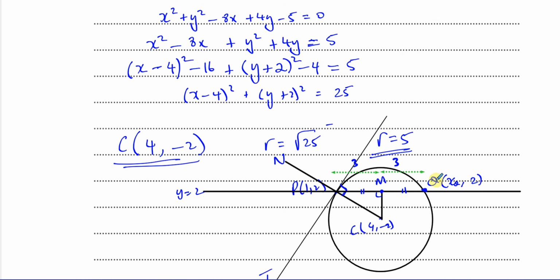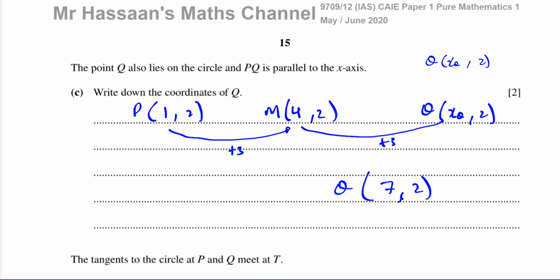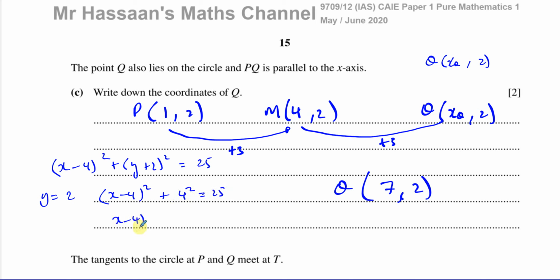So to do it that way, where you substitute, we can also do that. Let me just take the equation: (x minus 4) squared plus (y plus 2) squared equals 25. We could have also put y equals 2 into this equation to find the places where it hits the line y equals 2. So you have (x minus 4) squared plus, that's going to be 2 plus 2, which is 4, squared, equals 25. So (x minus 4) squared equals 25 minus 16, which is 9.